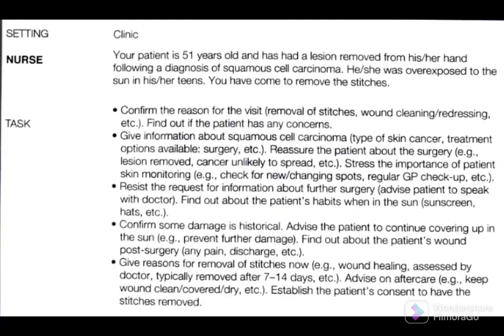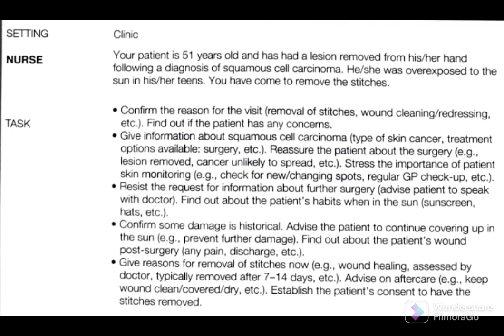You can see that this is a clinic and your patient is 51 years old and has had a lesion removed from his or her hand following a diagnosis of squamous cell carcinoma, and he or she was overexposed to the sun in his or her teens. You have come to remove the stitches. In this one, the first task is to confirm the reason for the visit, removal of stitches, wound dressing and cleaning, and find out if the patient has any other concern.